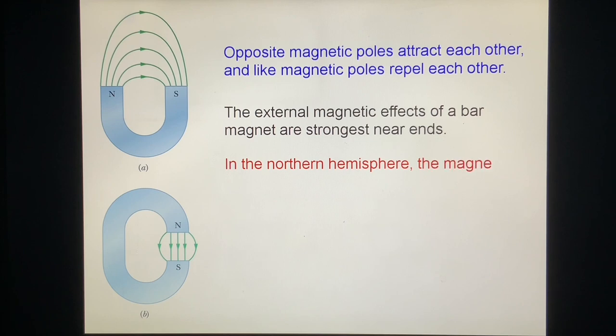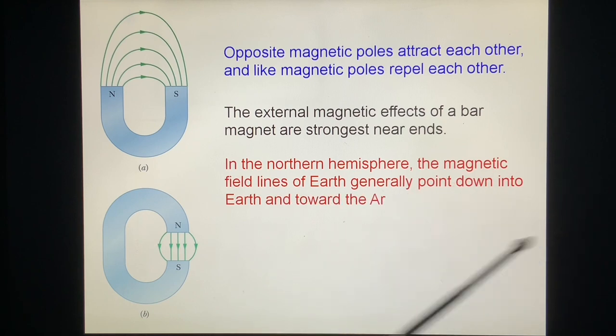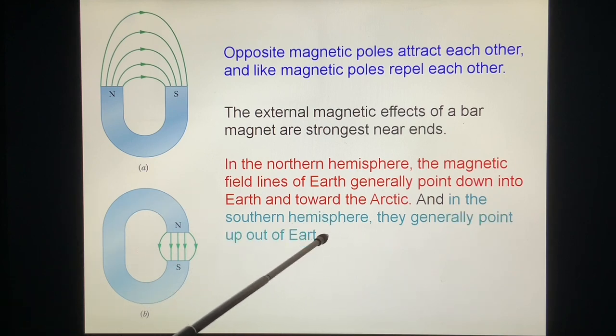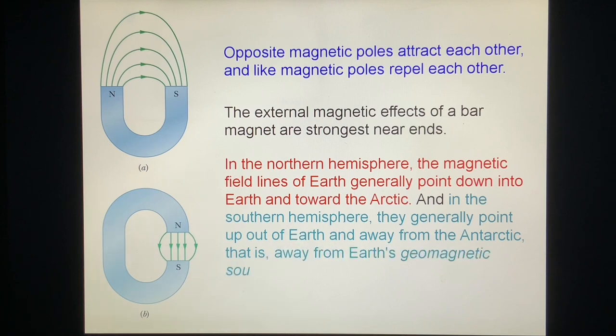In the northern hemisphere, the magnetic field lines generally point down into Earth and toward the Arctic. And in the southern hemisphere, they generally point up out of the Earth and away from Antarctica, that is, always from Earth's geographic south pole. So from this, we know that the magnetic poles and the geographic poles of Earth are opposite, okay? At the north pole of Earth, we have a magnetic south pole. And at the south pole of Earth, we have a magnetic north pole.